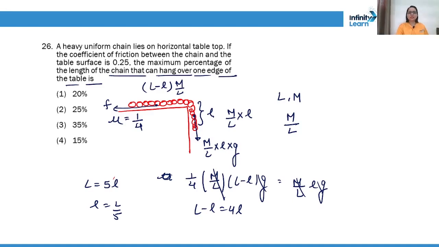So the maximum percentage of the length that can be hung over one end of the table is 20%, which is option 1.